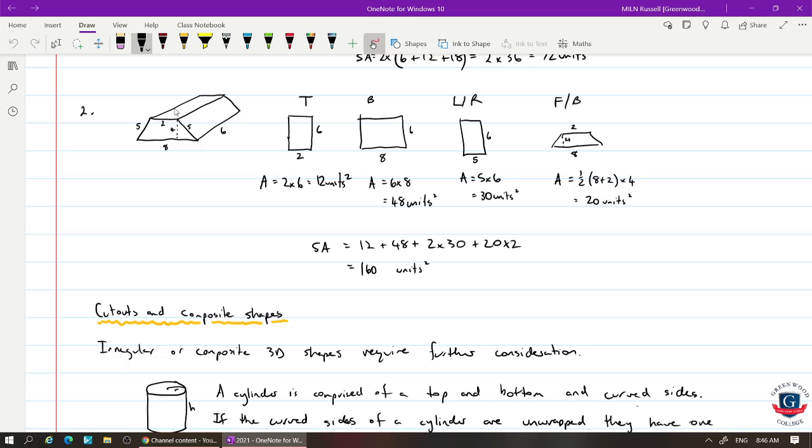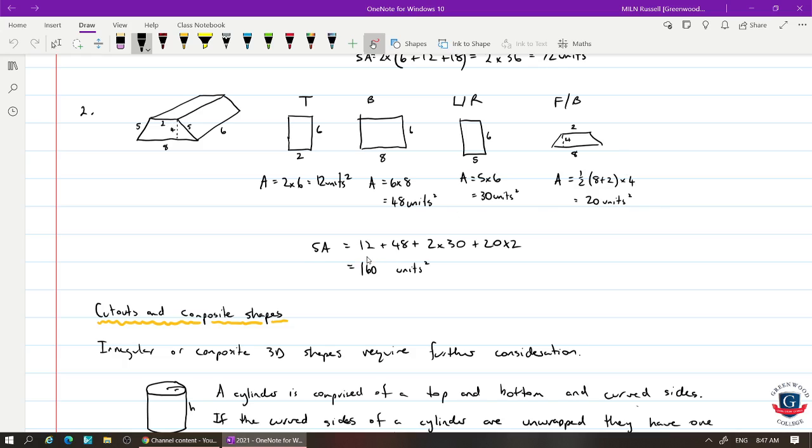So here's the top, that's that one there, 2 by 6. Here's the bottom, 8 by 6. The left and right are the same size, so I'm going to be able to multiply that by 2. 5 times 6, and the front and back is a trapezium. 2 plus 8 is 10, divided by 2 is 5, times 4 is 20. That's what I've done here.